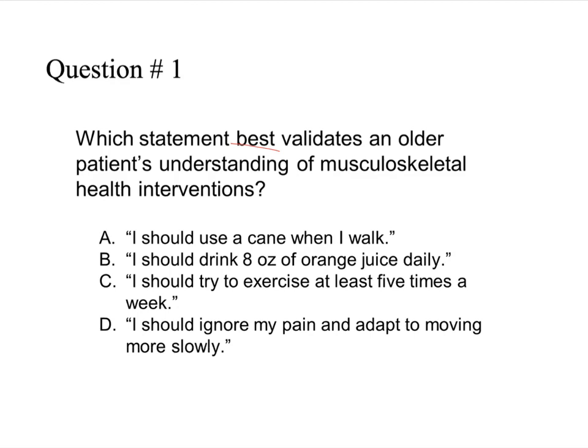I should try to exercise at least 5 times a week. Well, what do we know about exercise as far as the musculoskeletal system? We know that it can strengthen the bone and promote bone stability. It can do a lot of other things for the body as well: cardiovascular system, joint mobility, a sense of well-being, things like that. I kind of like that one, 5 times a week, of course.